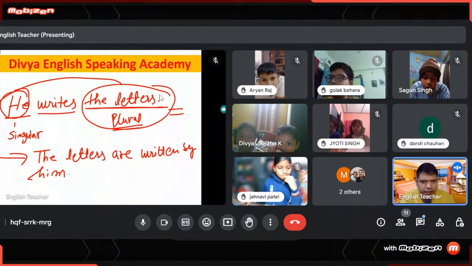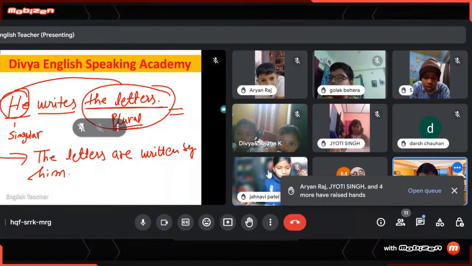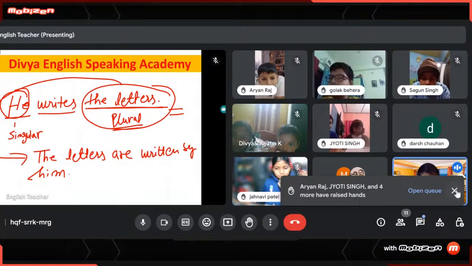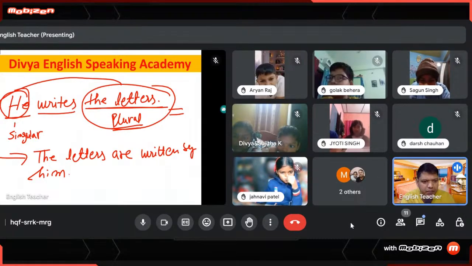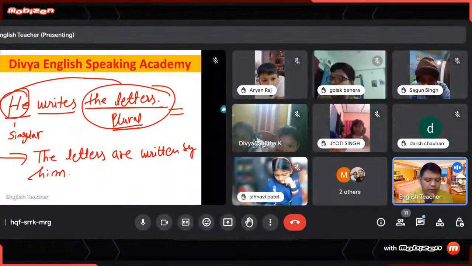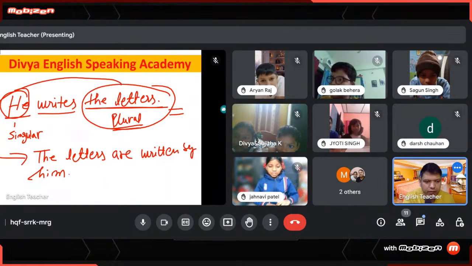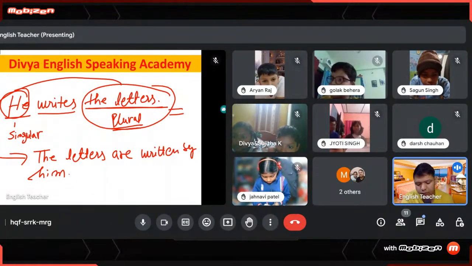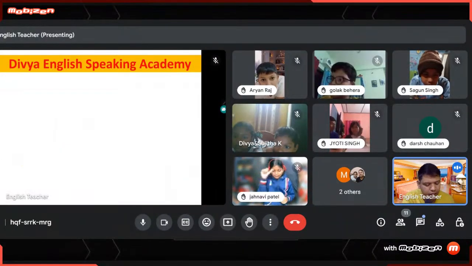Now what we are trying to learn, we have to find out if the object is singular, then we will follow the singular auxiliary verb. If the object is plural, then we will follow the plural auxiliary verb. Fine.